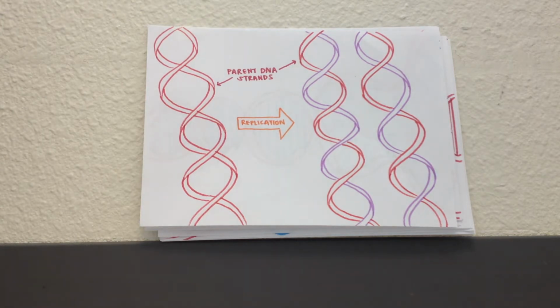One thing to note about DNA replication is that it is considered semi-conservative, which means each parent DNA strand acts as a template for a new strand. So when the two new DNA strands are created, each DNA will have one parental strand and one new strand.